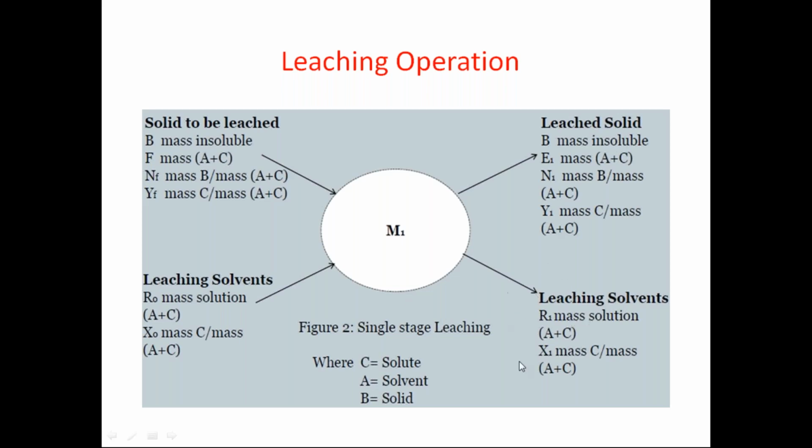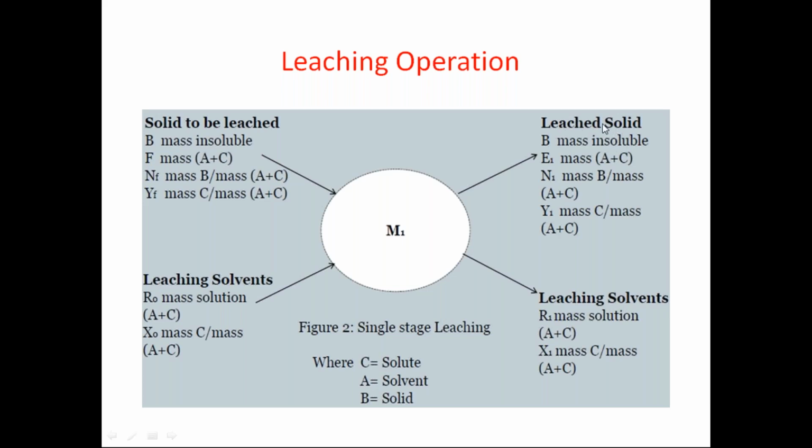So this will definitely contain some of the solute mass. So you can calculate the concentration of the solute in the initial leaching solvent and final leaching solvents. So those are the clear liquids. Usually the clear liquid will be obtained as an overflow. So we can call it overflow streams. Leaching solvent input and output are called the overflows.